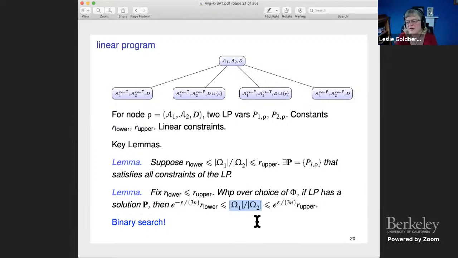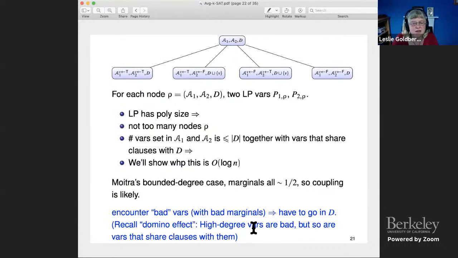Seeing this, you can now guess the basic algorithmic idea: you somehow find a lower and an upper that are really far apart and straddle the truth. Then you start making them closer and closer by binary search. As you do that, you're approximating the marginal that you want. Now in Moitra's bounded degree case, the marginals are all really close to a half. That's what the marking does. So coupling is super likely. So that's really good. Oh, I skipped all this stuff here. Sorry, I was watching the clock.